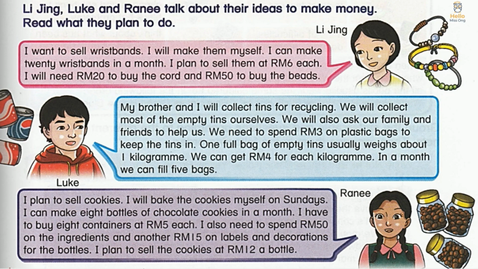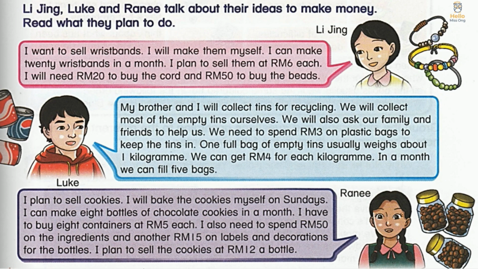Let's practice. Li Jing, Luke, and Rani talked about their ideas to make money. Read what they plan to do. Li Jing: I want to sell wristbands. I will make them myself. I can make 20 wristbands in a month. I plan to sell them at 6 ringgit each. I will need 20 ringgit to buy the cord and 50 ringgit to buy the beads.